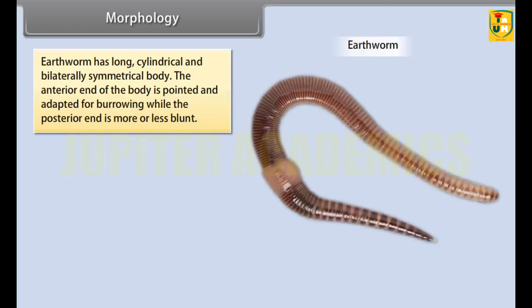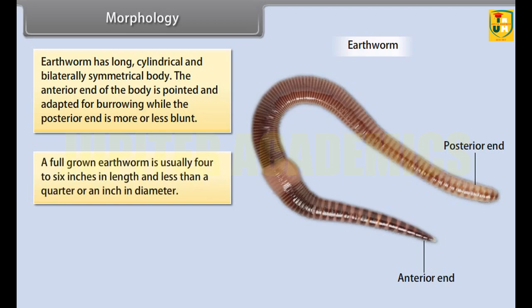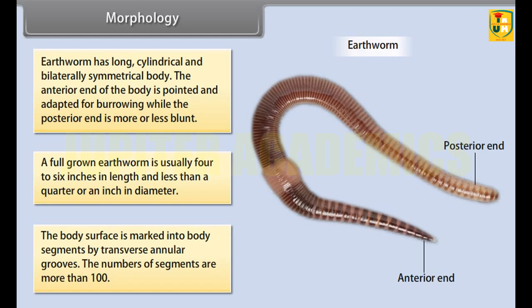Morphology. Earthworm has a long, cylindrical and bilaterally symmetrical body. The anterior end of the body is pointed and adapted for burrowing, while the posterior end is more or less blunt. A full-grown earthworm is usually 4 to 6 inches in length and less than a quarter of an inch in diameter. The body surface is marked into body segments by transverse annular grooves. The number of segments is more than 100.